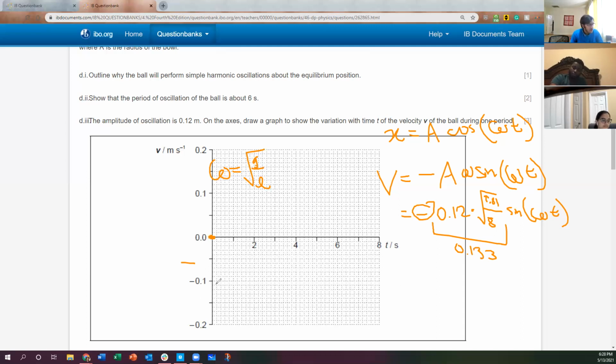This is about 0.133, I would say. This line right here. Okay, so I'm just going to draw that line as a reference line for myself. And then 0.133 appears about up here, so this is the amplitude up here.